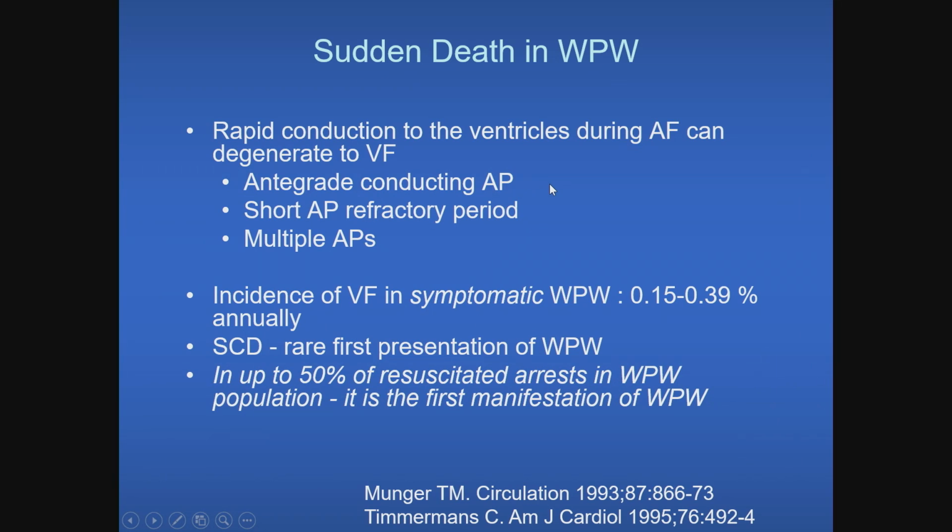So how do patients get sudden death in Wolff-Parkinson-White? Rapid conduction to the ventricles during atrial fibrillation can degenerate to ventricular fibrillation. The things that predispose to that happening are short antegrade conducting refractory periods and multiple accessory pathways. The incidence of ventricular fibrillation in symptomatic Wolff-Parkinson-White patients ranges from 0.15 to 0.39% annually. Sudden death can be a rare first presentation of Wolff-Parkinson-White, particularly in children, and in up to 50% of resuscitated arrests in Wolff-Parkinson-White, it is the first manifestation of their Wolff-Parkinson-White syndrome.